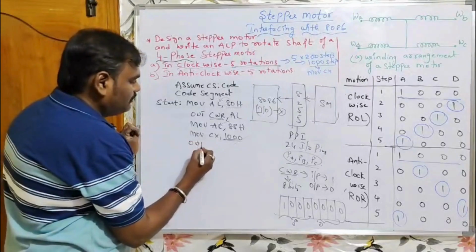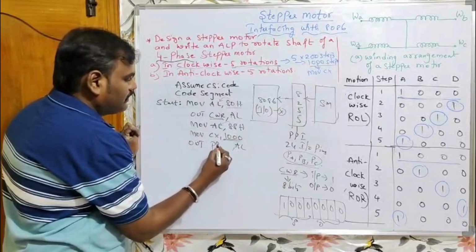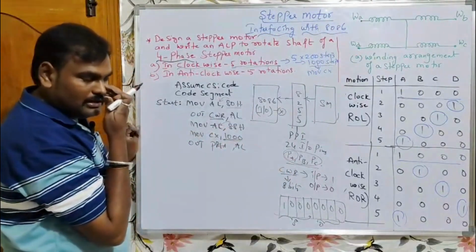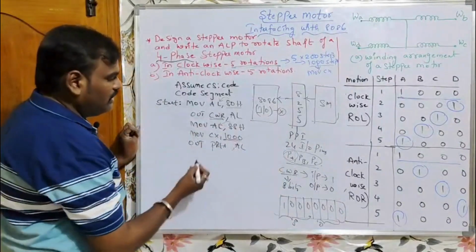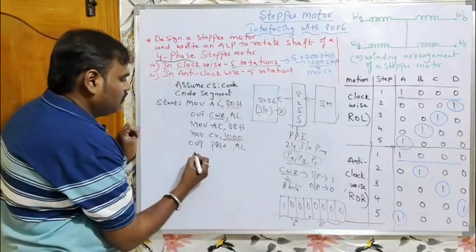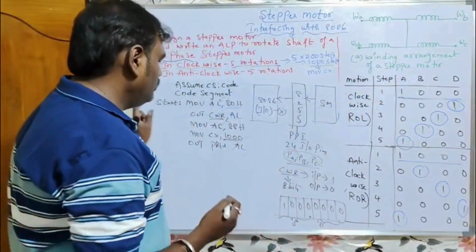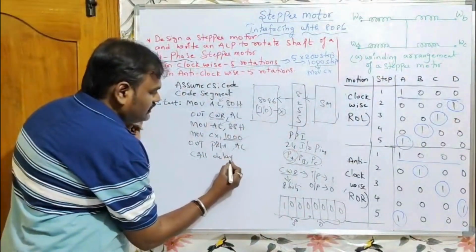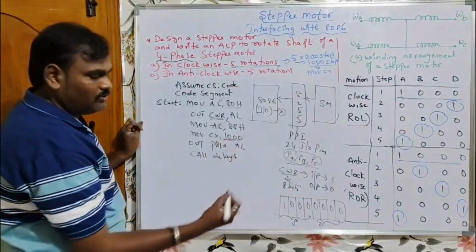And next we need to OUT this AL to port A. In the 8255 we are using port A as the output port here. That's why I am sending the AL into port A. And next we need to call the delay here. Why? Because from winding to winding we require some delay. Let it be, if in the question they mention 10 milliseconds, after every 10 milliseconds the winding is going to turn on.